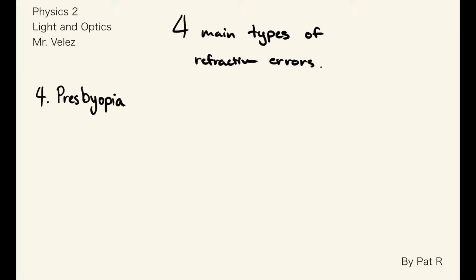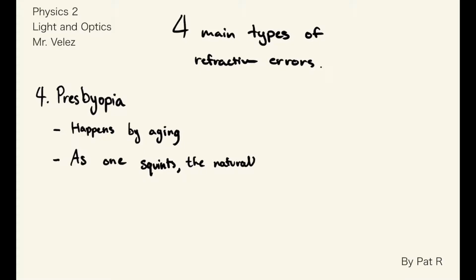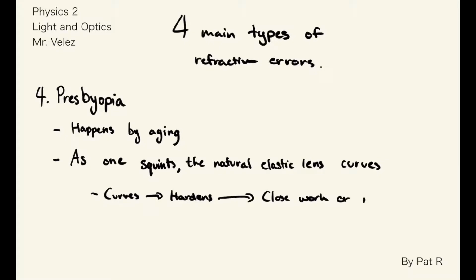The fourth type of error is called presbyopia. This type of error happens as one grows older. How does this happen? Squinting. Squinting erodes parts of the cornea and manipulates its original shape. Thus, refraction is prone to occur when the cornea has many irregularities in shape. As it curves, it hardens, and close work or reading becomes difficult.